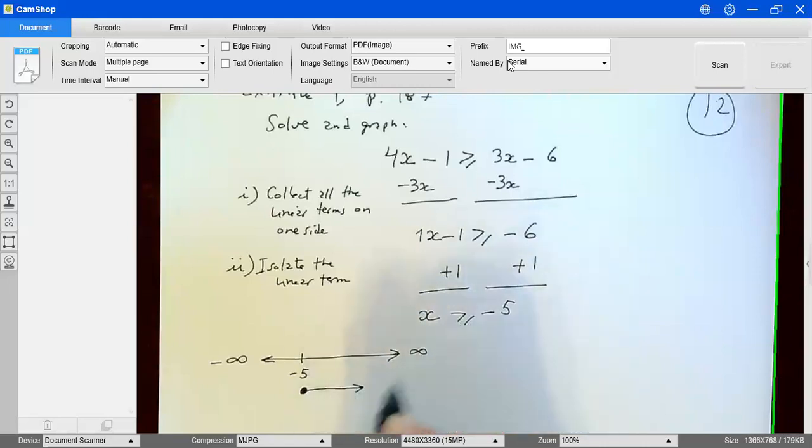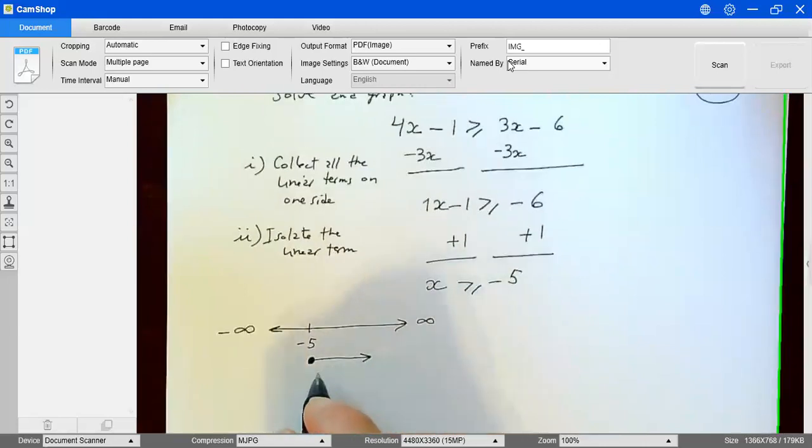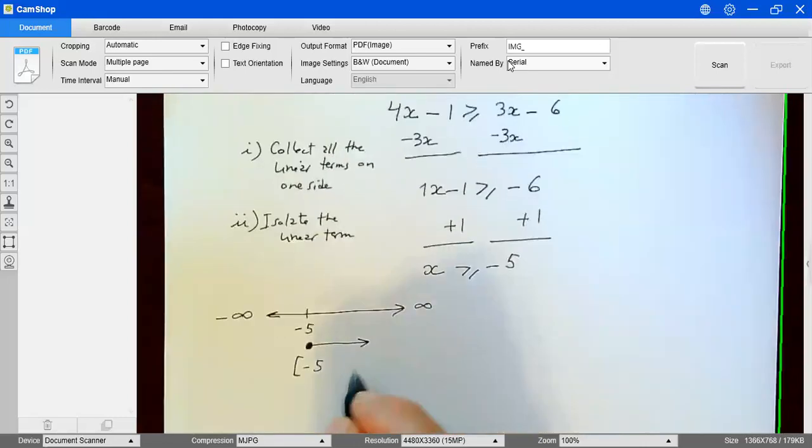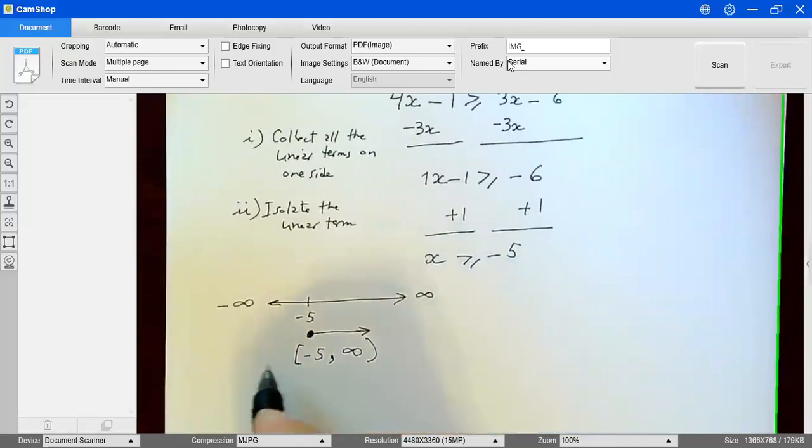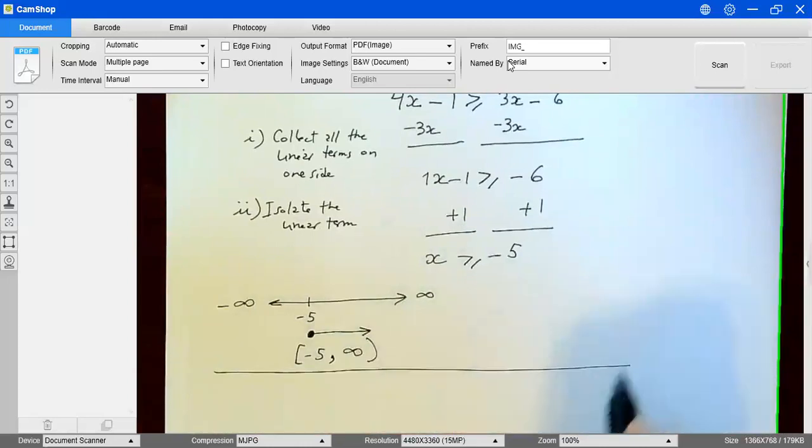Region. So now you just need to change this arrow into an interval notation. So negative 5 is a closed boundary. Then we have a comma, and this ends at infinity. And we always use a parenthesis for the infinity.